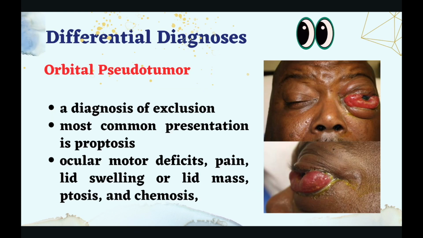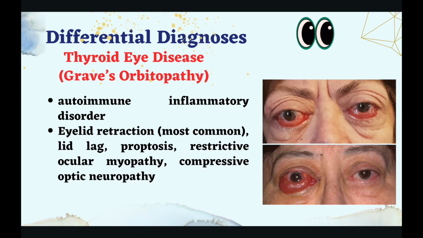Another diagnosis would be orbital pseudotumor, which is a diagnosis of exclusion. This is a common presentation of proptosis. Usually, it occurs with motor deficit, pain, lid swelling or lid mass, ptosis, and chemosis. The last differential is thyroid eye disease or Graves' orbitopathy. Thyroid-associated orbitopathy usually has a more subacute course than orbital cellulitis, with characteristic features such as lid retraction and preferential involvement of the inferior recti and medial recti, typically with tendon sparing.